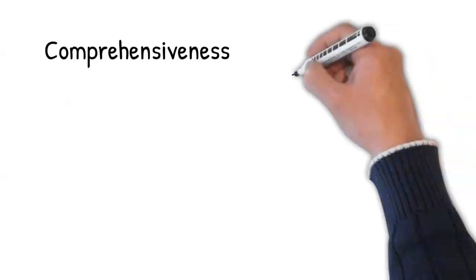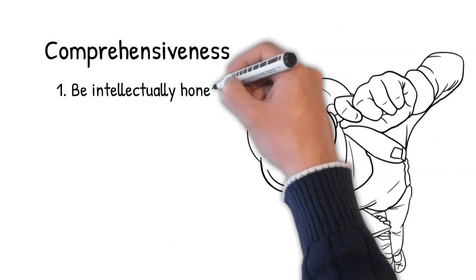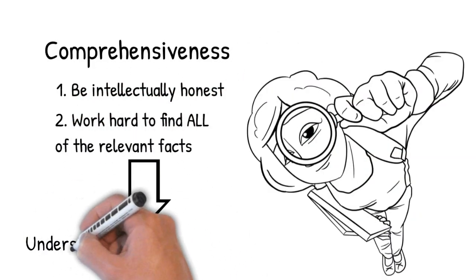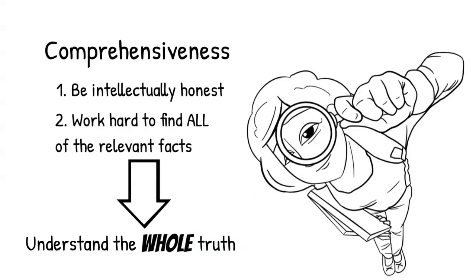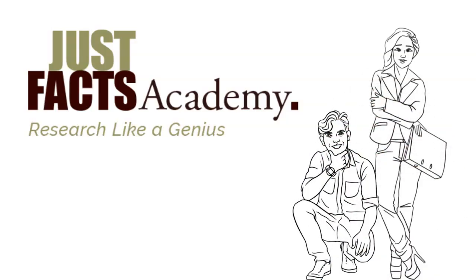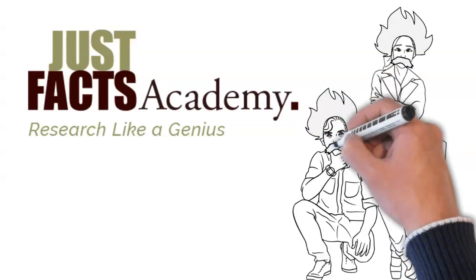So, being comprehensive boils down to two basic principles. Be intellectually honest and work hard to find all of the relevant facts. This will empower you to understand the whole truth, because half the truth can amount to a total lie. You don't have to be an Einstein to do any of this. You just need to make the effort and use the comprehensiveness standard so you can research like a genius.